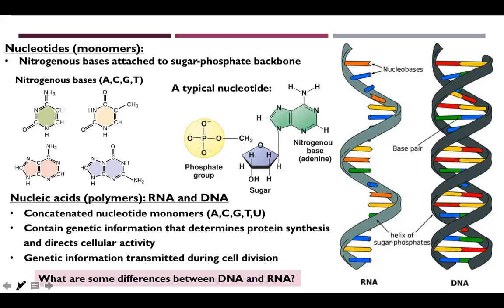Does anyone remember some of the differences between the two? There's a nucleotide that differs. In RNA, I think there's U, and in DNA, it's just the normal ones. Mm-hmm. So in DNA, there is A, C, G, and T. There's no U. And in RNA, there's U, G, A, and C. So the difference is in T and U. They have different nitrogenous bases.